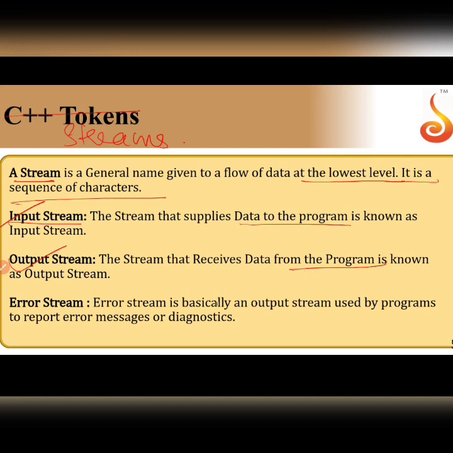Error stream is basically an output stream used by programs to report error messages or diagnostics. If there is any error, it shows you from the program. So basically there are two types, input and output, because the error stream is also a type of output stream used by the programs to report error messages or diagnostics. Please have a look.